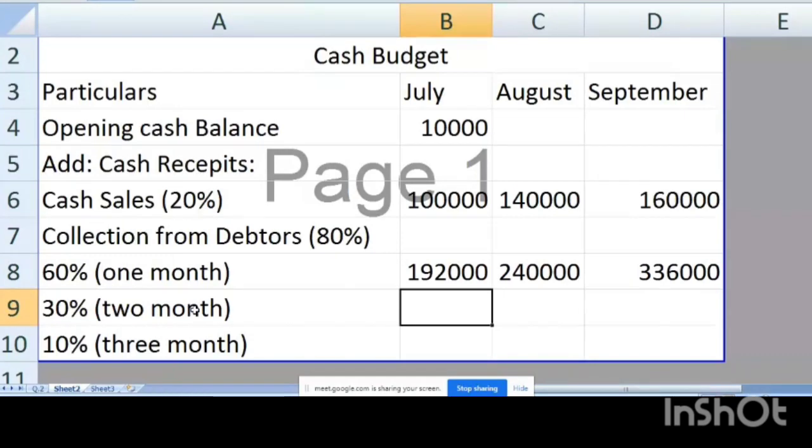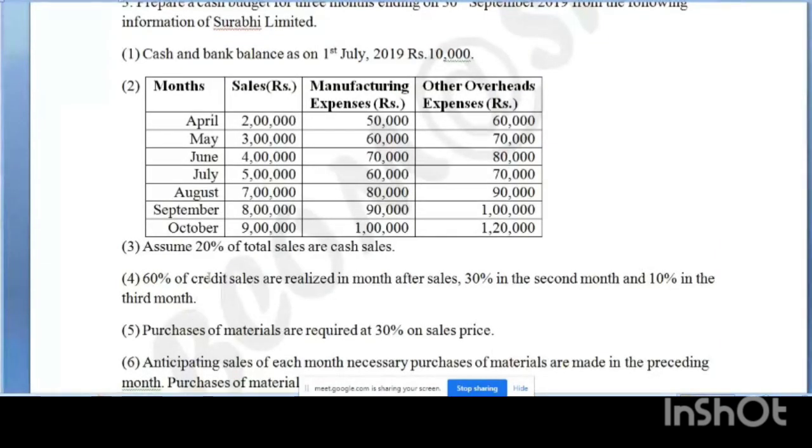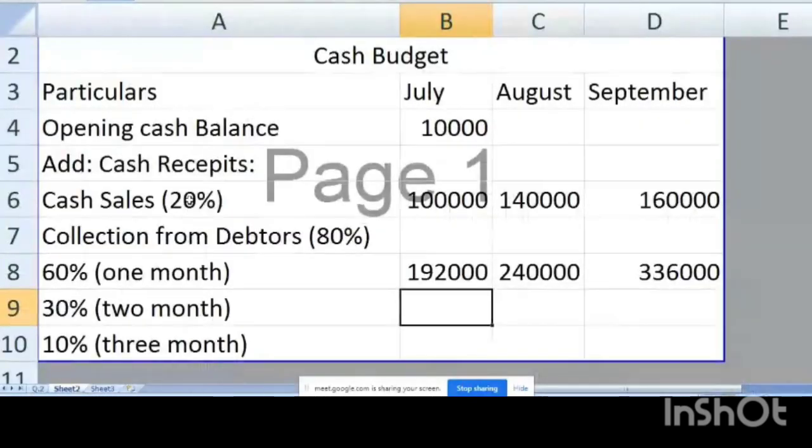Now 30%, 2 month credit. 2 month credit means we should start from May. 3 lakh. So 3 lakh into 80% into 30%.